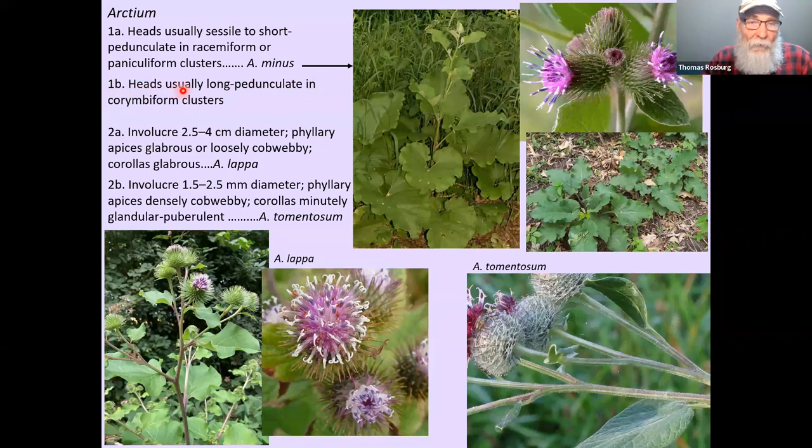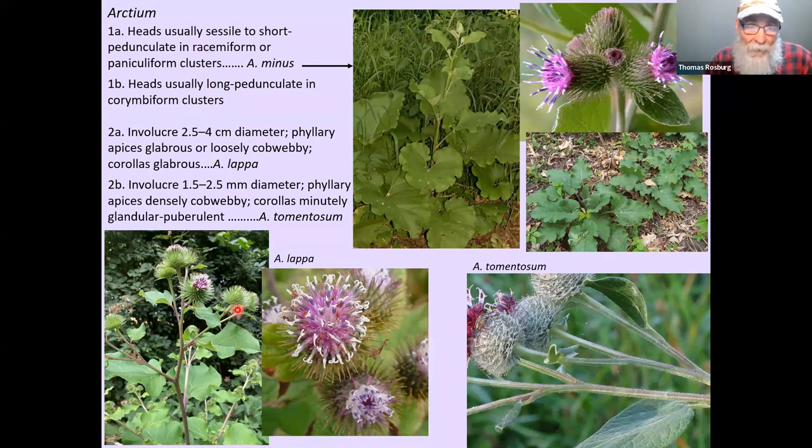1B says the heads are usually in long pedunculate corymbiform clusters. Well, that's what we're looking at down here. These long peduncles right here. So, long structures that are arranging these heads into what we see here. So that's probably the best way to separate them.